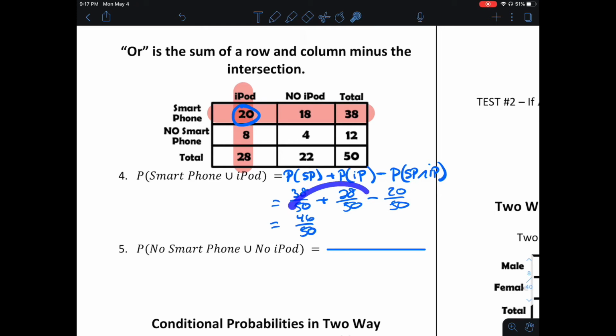Instead of writing it as three separate fractions, we'll write it as one fraction. So how many people have no smartphone? That's 12. How many have no iPod? That's 22. Then we subtract the intersection of no smartphone and no iPod. That's 4. And the denominator is 50 the whole time. So if you add those together, you're going to get 30 out of 50.